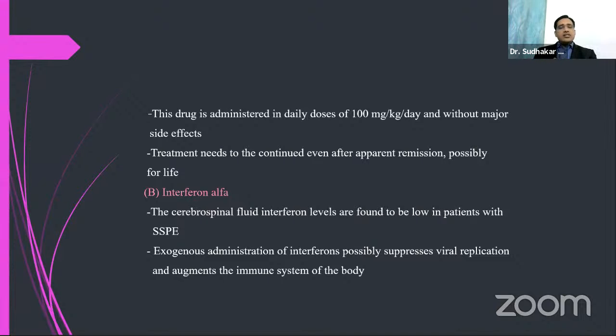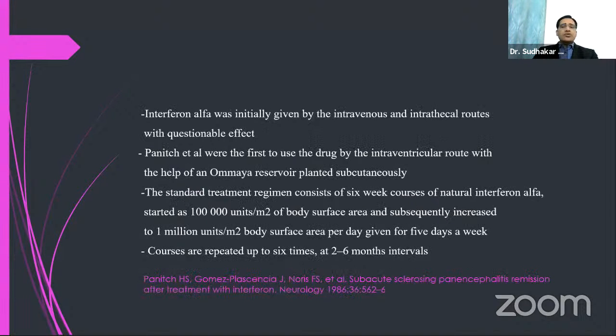Then the second medication is interferon alpha. The studies have shown that CSF interferon levels are found to be low in SSPE patients. So exogenous administration of interferon is theoretically going to suppress viral replication, and that is the theory behind giving interferon alpha mostly through the intraventricular route. Initially it was given by intravenous or intrathecal route, but it did not have that good benefit.